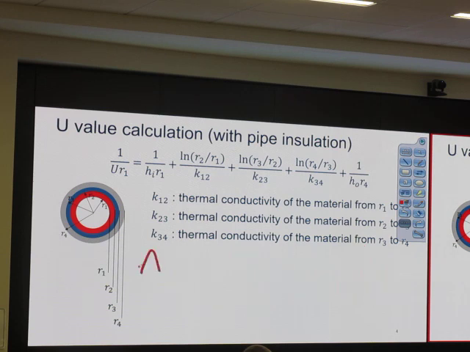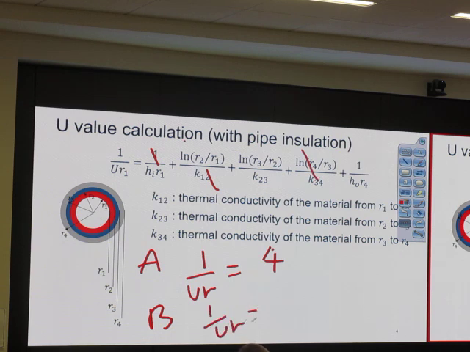Case A, 1 over U times R equals 4. Case B, that thing becomes 0, so 1 over U times R equals 1. Is A more than B or B more than A? I mean, is the U value of case A more or less? Christian. Okay, who do you want to help you? Well, that's Marty.